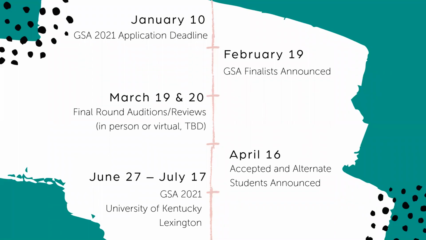We make the big announcement on April 16th when we release the list of accepted students for GSA 2021, as well as a waiting list of alternates. And then finally, the GSA 2021 summer program will take place from June 27th through July 17th on the campus of the University of Kentucky in Lexington. So by submitting your application, you're taking your first step towards next June, which is pretty hard to believe.